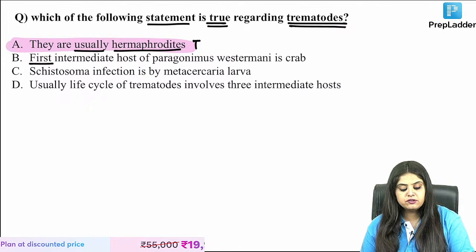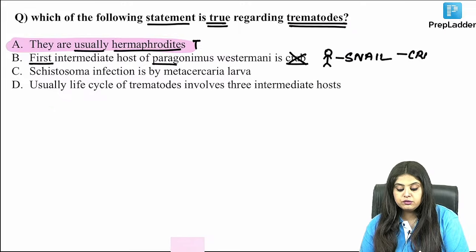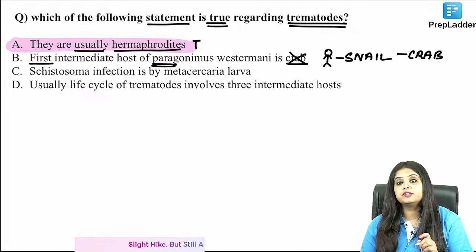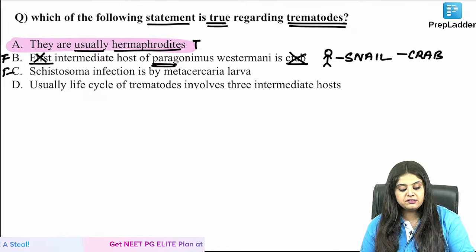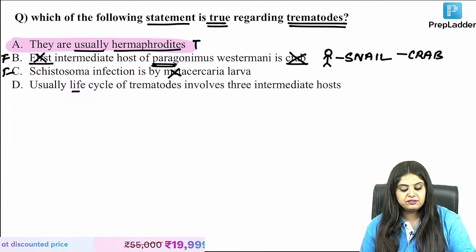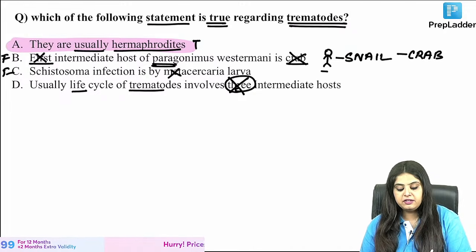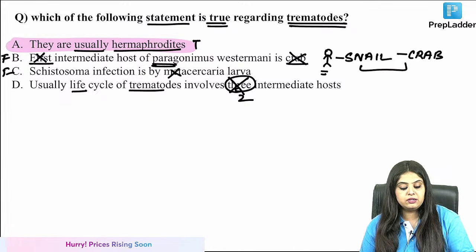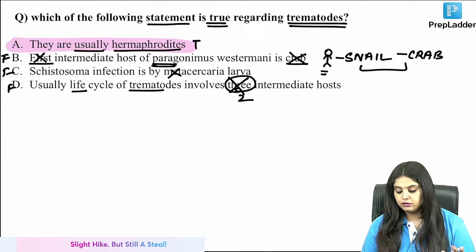First intermediate host of Paragonimus is crab. I hope you remember. Definitive host was human. First intermediate host of everything was snail. The second intermediate host was going to be crayfish, crab. So not first, the second one is going to be crab. False. Schistosoma is by metacercaria. No ma'am, Schistosoma is by cercaria, the S sound. Okay, life cycle of trematodes has 3 intermediate hosts. No, it has 1 definitive host and 2 intermediate hosts. So this is also wrong. The only correct statement was the first one. So this is also settled for us.